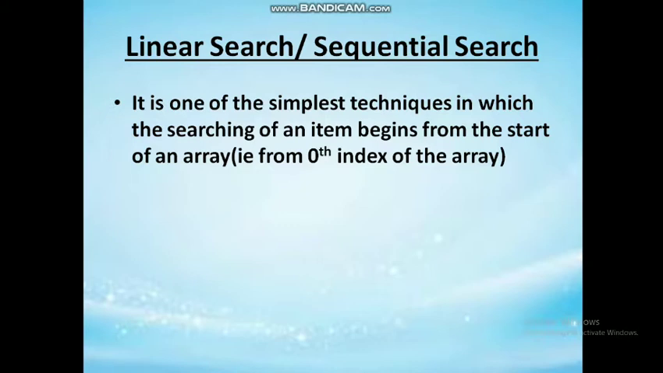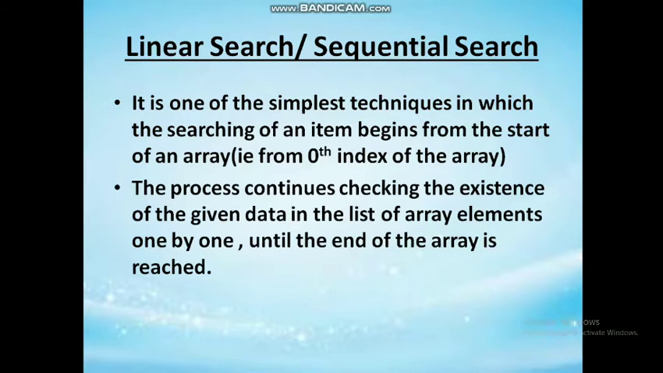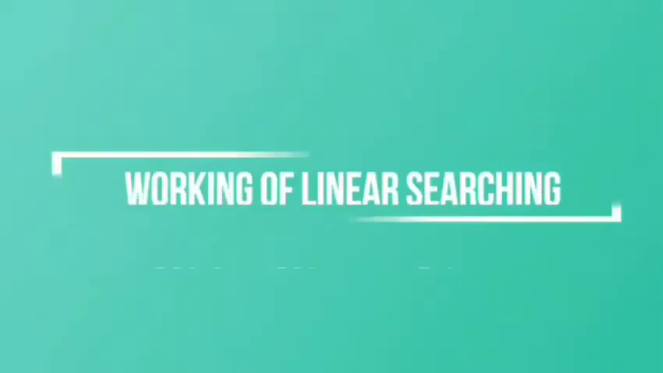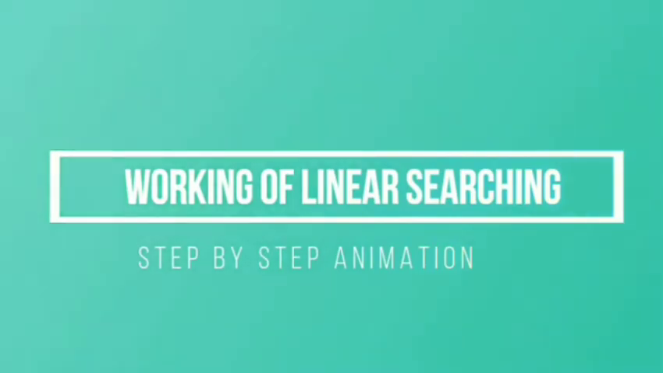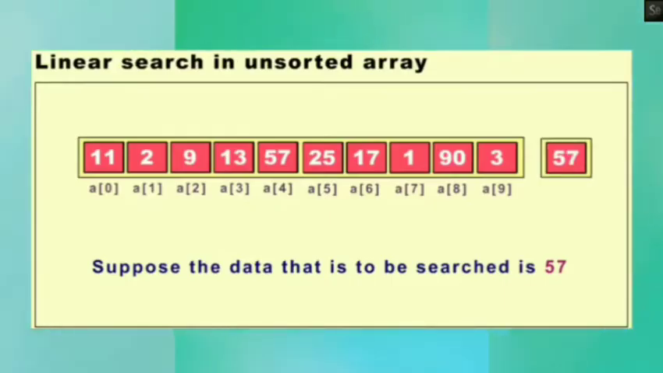That is from the beginning of an array we start our search technique, and the process continues checking the existence of the given data in the list of array elements one by one until the end of the array is reached. So the searching technique is we will have a comparison of the element to be searched with the first element till the last element in an array. Let us now check the working of linear searching step by step, how it is working.